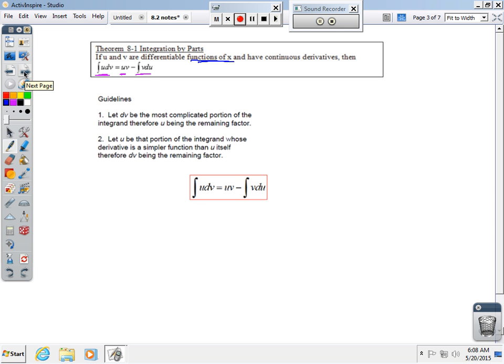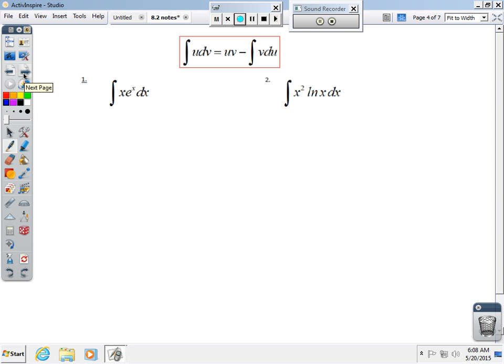Now they give you some guidelines here. It's kind of complicated. It's best just to try an example and show you what happens. But it says let dv be the most complicated portion. So when you start off with your original integral and you're looking at the functions that are there, let dv be the most complicated part of it, and then u would be the remaining factor. And then let u be the portion of the integrand whose derivative is simpler, then dv is the remaining factor. Again, kind of complicated, but here I'm going to show you how to do this. Okay? And we're going to leave the rule up here, and it's going to be the same rule every single time.